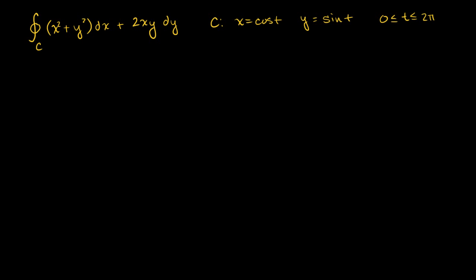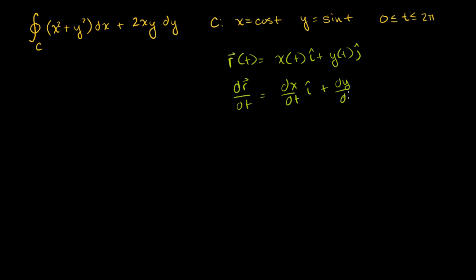And to show you that, you just have to realize if I have some r of t, this is our curve, I'm just going to write it's x of t times i plus y of t times j. We've seen several videos now that we can write dr dt as being equal to dx dt times i plus dy dt times j. And we've seen multiple times we want to get the differential dr. We could just multiply everything times dt.